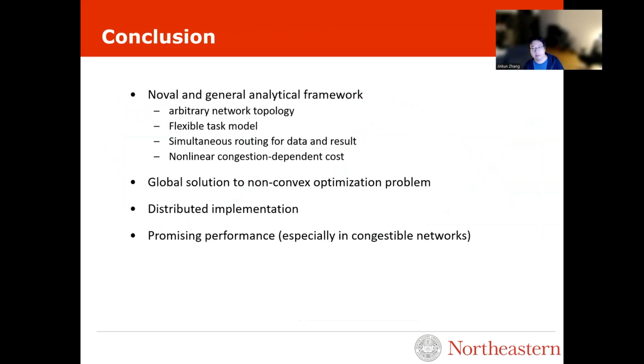So to conclude this paper, we have a novel and general model, we have a strong theoretical result, and we have a distributed implementation with promising performance. You can see that our method better supports the computation network in the coming future.